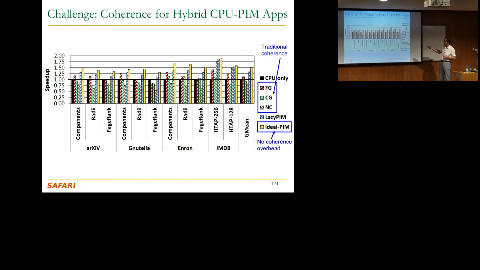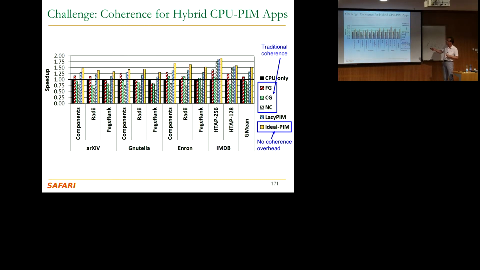Whereas ideal PIM is actually gaining performance if there is no coherence overhead. And non-cacheable is actually not good at all, because basically you're not taking advantage of the CPU caches in that case for data that's going to be touched by PIM. You're marking those regions. So non-cacheable actually loses significant performance, like 20% over here. So none of the existing coherence mechanisms work.